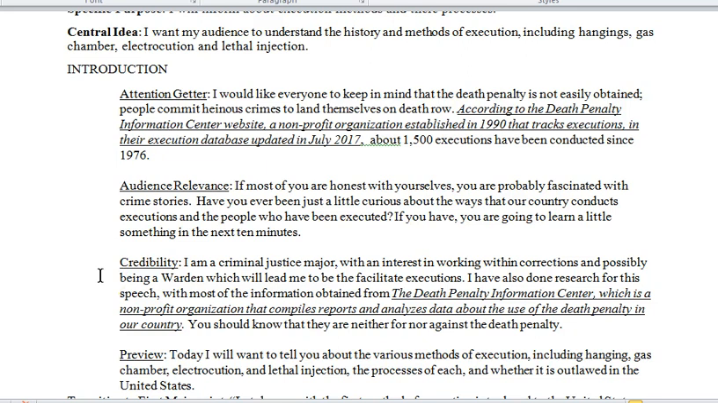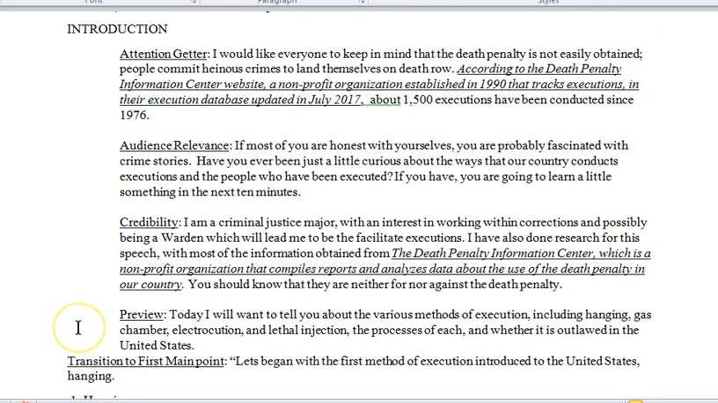Credibility. How are you credible? Why do you care about this topic? Why should I listen to you? And then a preview. You're going to clearly preview. Remember, we're using that linear organization. Preview what it is you're going to be talking about.